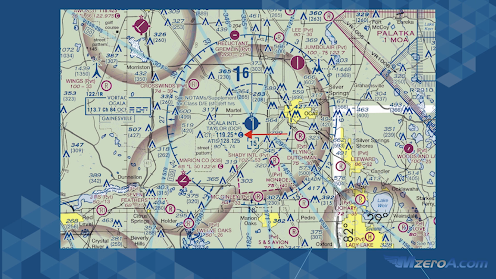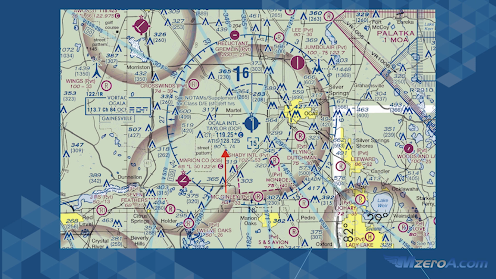The letter C in the circle tells us the frequency for the tower is also the common traffic advisory frequency, meaning when that part-time tower closes, I still broadcast like a pilot-controlled airport on that frequency. We can also see the Automated Terminal Information System, or the ATIS frequency. It's the frequency that gives us our weather. Beneath that, the number 90. It tells us the airport field elevation is 90 feet above sea level. That's important because very often traffic pattern altitude is 1,000 feet above airport elevation. So in this case, we'd be flying the traffic pattern at 1,100 feet, 1,100 feet MSL.